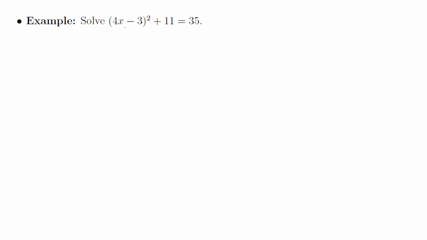Here's another one where there's more complicated things happening inside the base, the stuff that's being squared. But first, I must get the square by itself. Right, so we have 4x minus 3 squared is equal to 24. The square is by itself, so I can go ahead and apply the square root property now. So plus or minus the square root of 24.